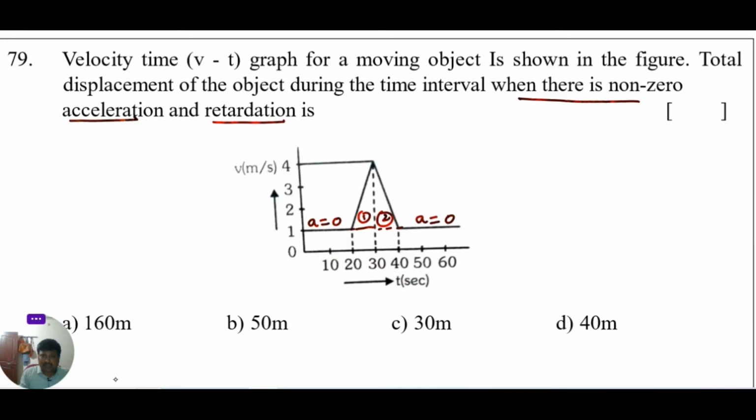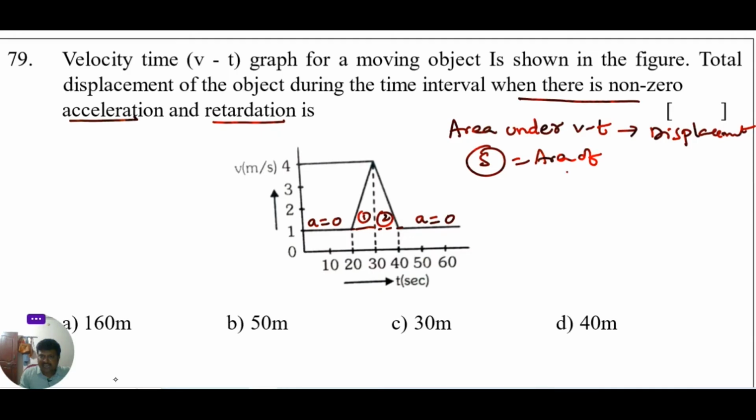Observe the graph carefully. You have to calculate displacement. Already we know very well, the area under the VT graph gives displacement. So in the first case, displacement is equal to the area of a triangle plus the area of a rectangle. The area of a triangle means half into base into height. The area of a rectangle means length into breadth.